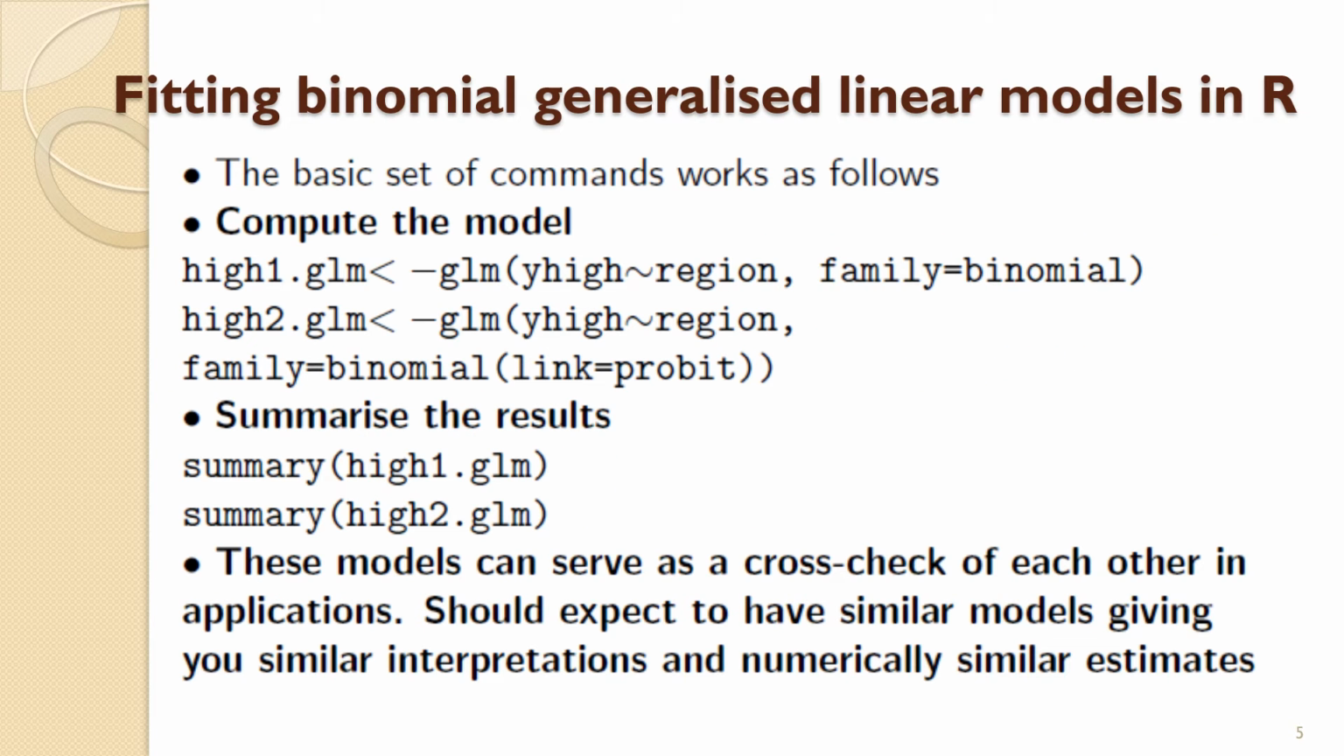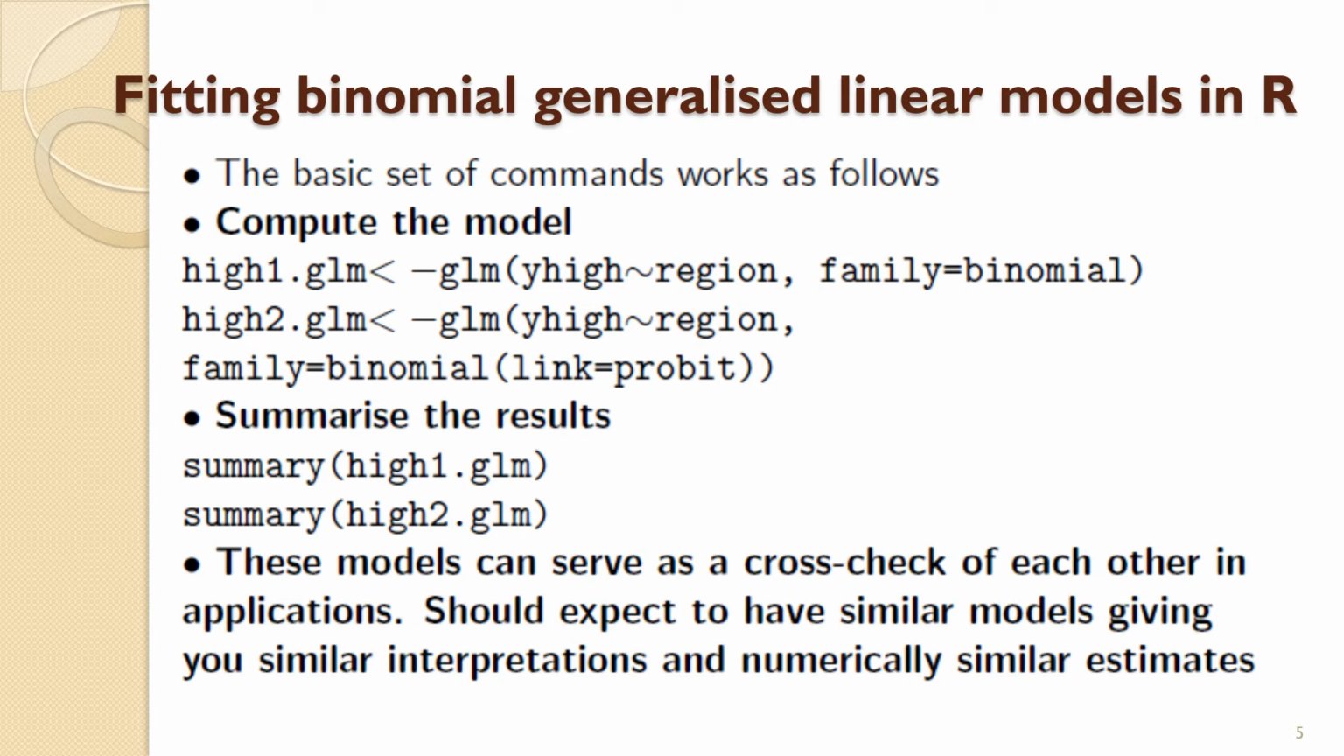Normally to fit binomial generalized linear models in R, the basic set of commands are very similar to what we saw before in the last lecture. R is like a robot, it will do exactly what you tell it to do, nothing more, nothing less. And within this you've got this very deliberate 2-step process. So the first step is a computational step, and the second step is a summary step.